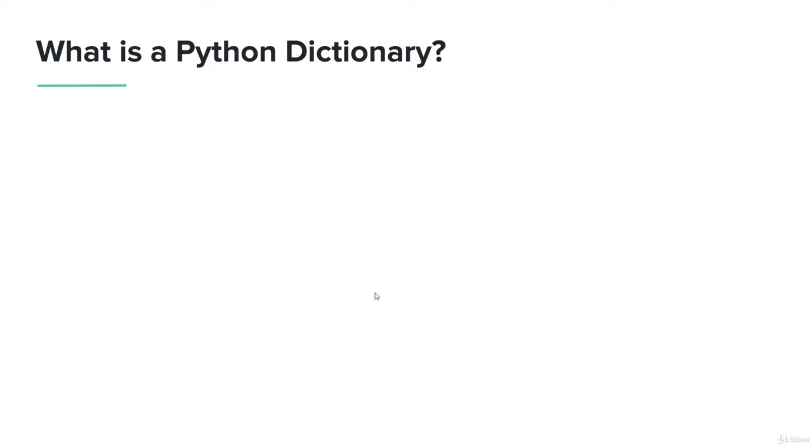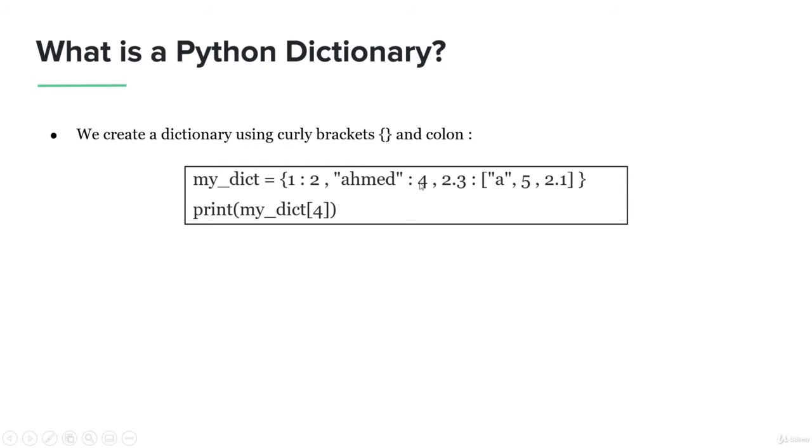So how to create Python dictionaries? We use the curly brackets and a colon, okay? So this is an example. Here we are creating this dictionary by using the curly brackets to differentiate the dictionary from all the other data types, okay? So as you can see, we use these curly brackets and we use the colon, right? The element before the colon is the key, and the element after the colon is the value.